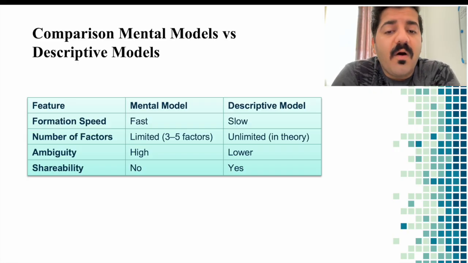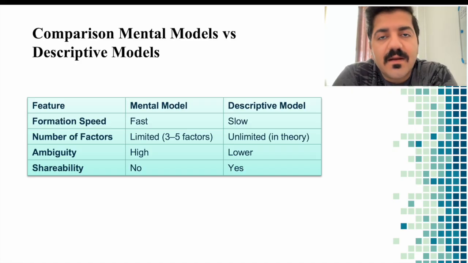Descriptive models are powerful, but they are not magic. They take time, can be wrong, and need clear communication. Better than mental models, yes, but perfect, definitely never.